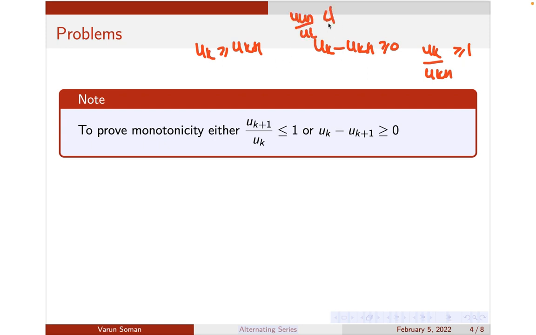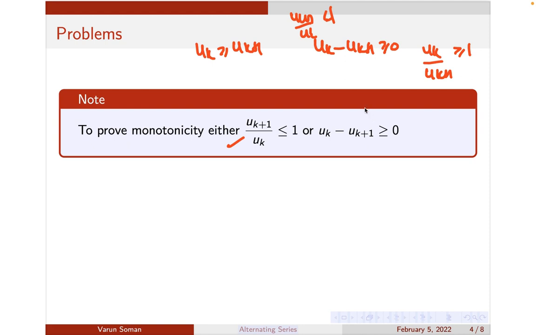So you can use any of these methods. There are other methods also which employ calculus, but it is not required for us now. So let us just look at these two conditions, which is u_(k+1)/u_k should be either less than or equal to 1 because u_k is bigger, or u_k minus u_(k+1) should be greater than or equal to 0. So this is how we will try to prove monotonicity.